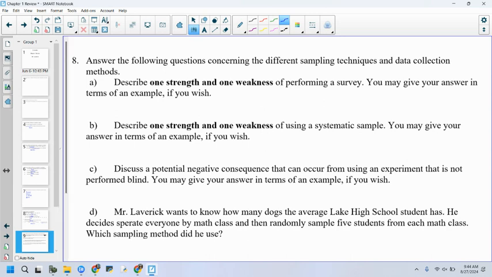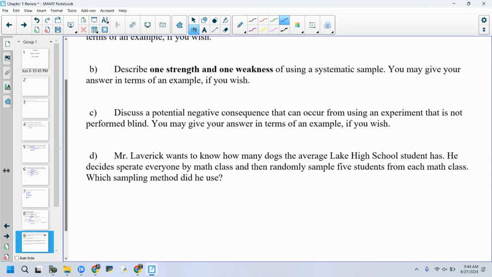Okay. Potential negative consequence that can occur from using an experiment that is not performed blind. Okay, if it's not performed blind, if somebody knows that they are taking the placebo, their brain knows that I shouldn't have a reaction to this thing, so therefore their body is going to do that as well, right? If I know that I am actually taking the drug, my brain might actually make my body have a response where it may not have just had the response with the pill alone, the placebo effect, basically.